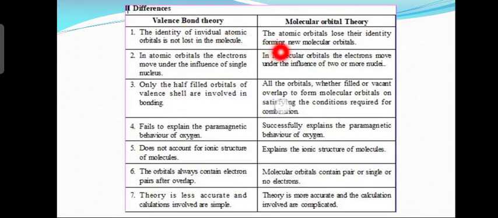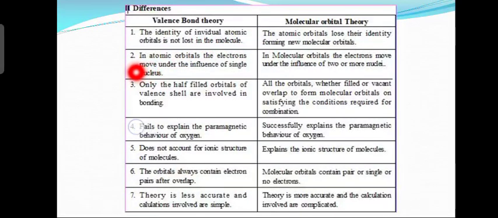Whereas according to molecular orbital theory, the atomic orbitals lose their identity, forming new molecular orbitals. According to molecular orbital theory, when molecular orbitals are formed by the combination of atomic orbitals, their identity is lost. Identity lost here, identity not lost there.